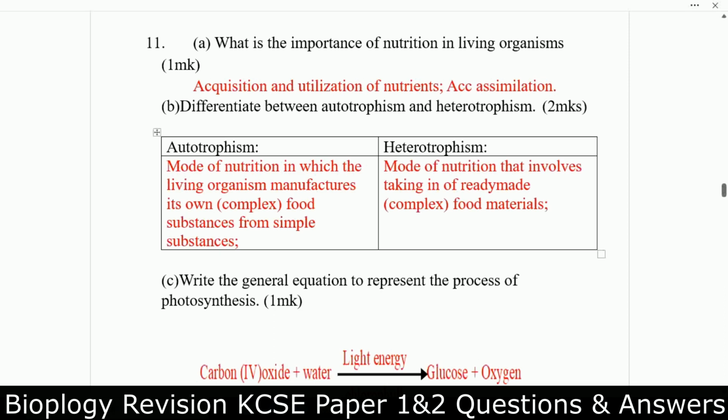Number 11b, differentiate between autotrophism and heterotrophism. Autotrophism is a mode of nutrition in which the living organism manufactures its own complex food substances from simple substances. Heterotrophism is a mode of nutrition that involves taking in of ready-made complex food materials. You should differentiate that, very important.